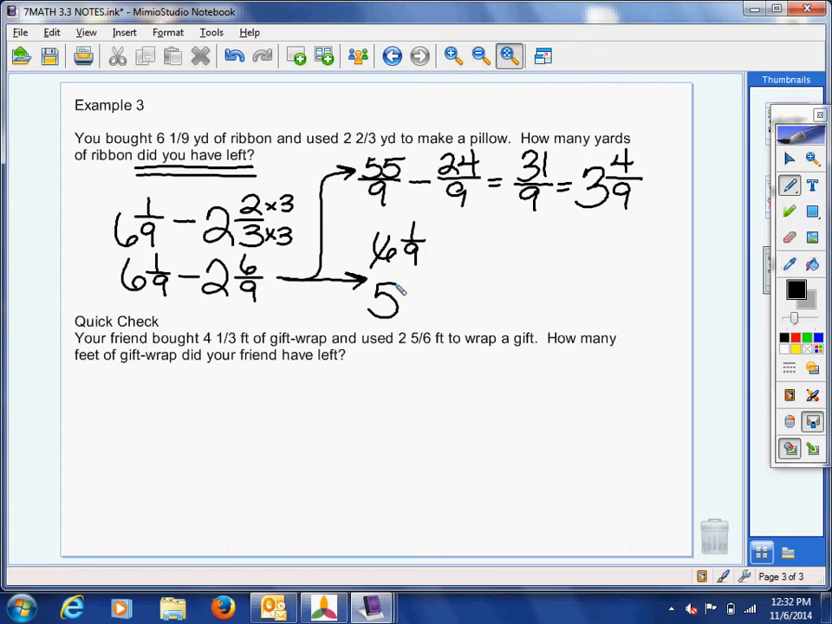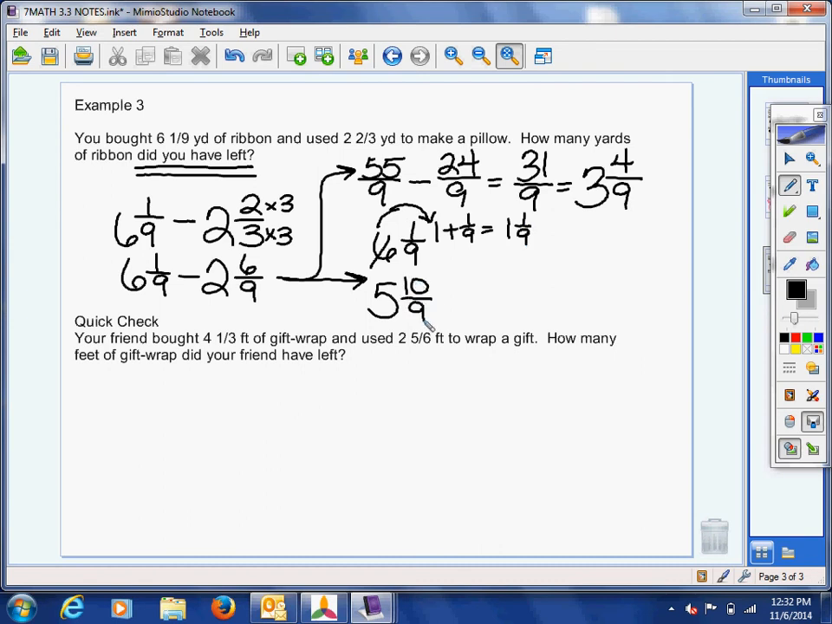So what's 1 and 1/9 as a fraction? We're going to take that 1 that we took away from the 6 and add it to the 1/9. So what's 1 plus 1/9? 1 and 1/9 is what fraction? 10 over 9.